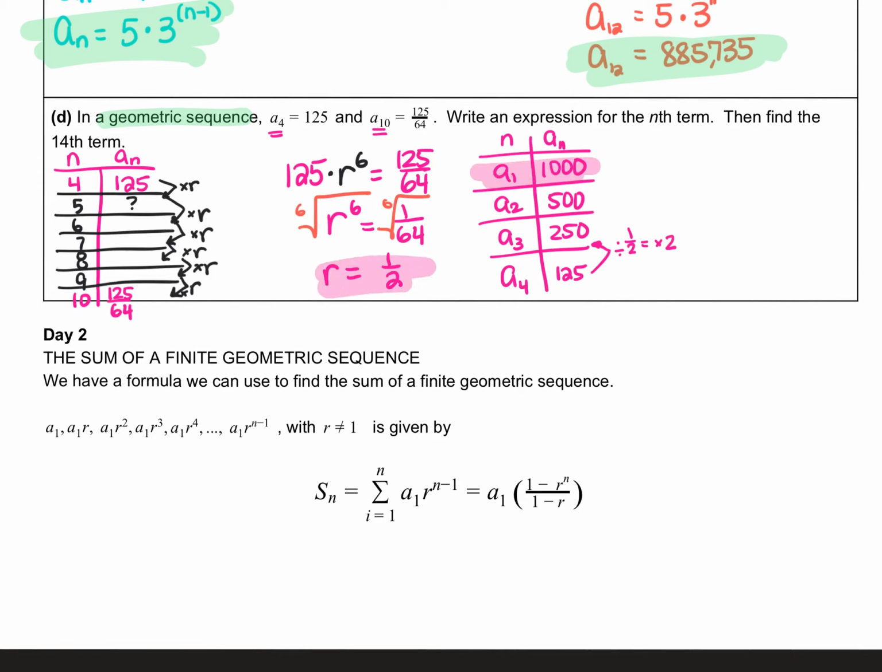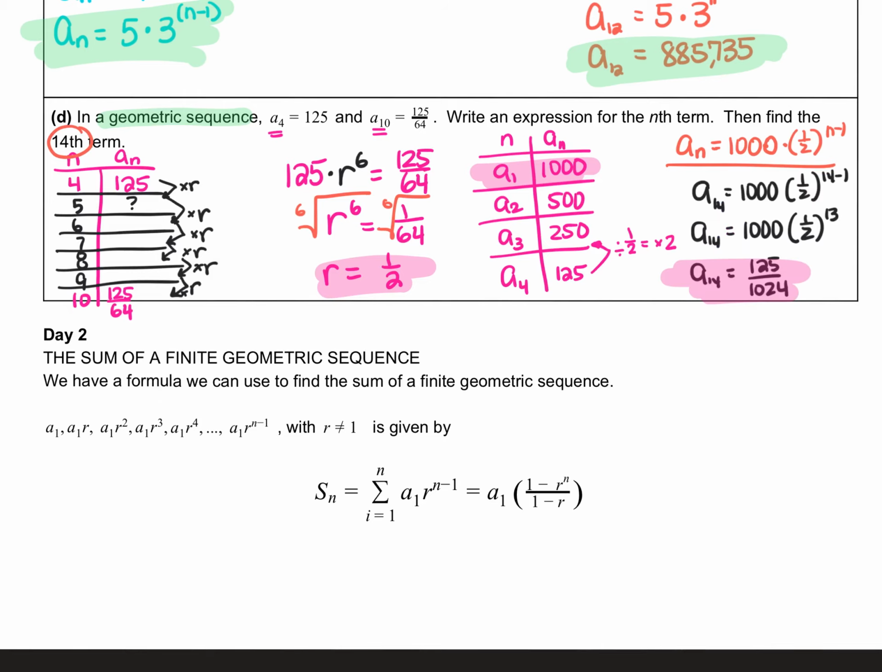I know my r value is 1/2. I can write my expression for the nth term. A sub n equals the first term, 1,000, times 1/2 raised to the n minus 1 power. If you want to go ahead and try to find the 14th term, pause the video, see if you can find it, and come back and check real quick. All right, so hopefully you got 125 over 1,024.